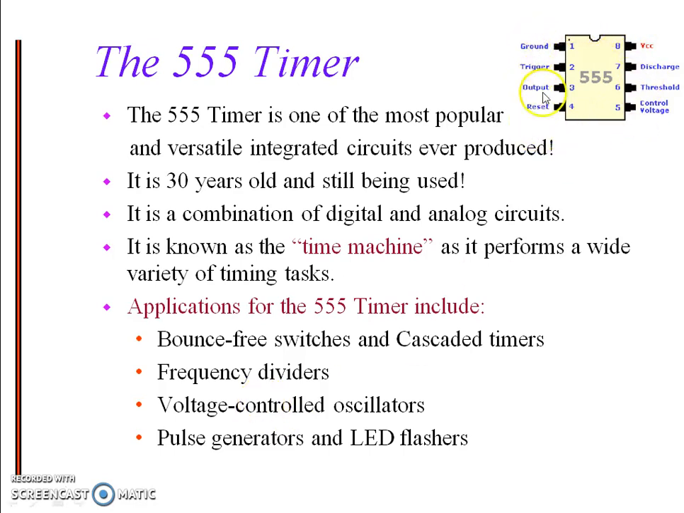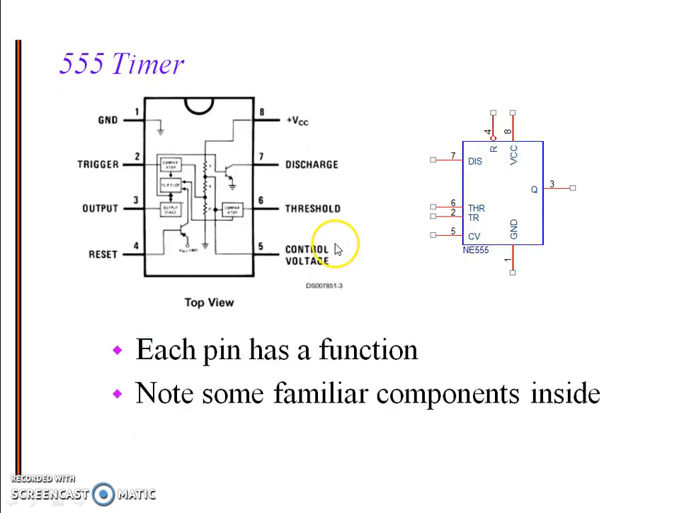Here on the top right corner we can find the IC pin diagram of a 555 timer, where the first pin is the ground, second is the trigger, third is output, fourth is reset, fifth is control voltage, sixth is threshold, seventh is discharge, and eighth pin is VCC. A bit deeper into the 555 timer, the internal circuit diagram is present over here, and generally we use the timer in the form of an IC.